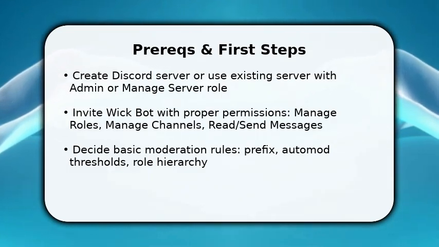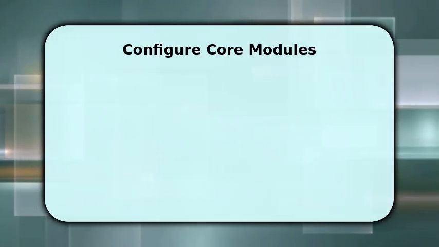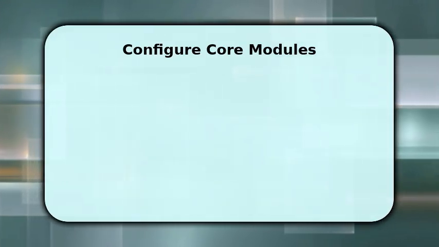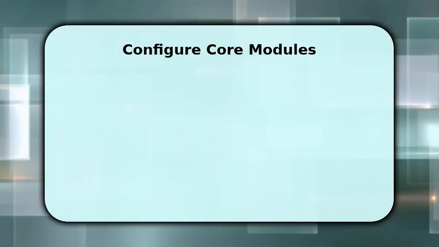Now you configure core modules. You enable moderation and define actions for warns, mutes, and bans, set durations like 30 minutes or permanent. Next, enable auto-mod filters for links, invites, mass caps, and spam with clear thresholds so false positives are minimized.